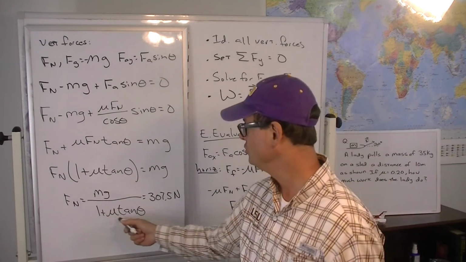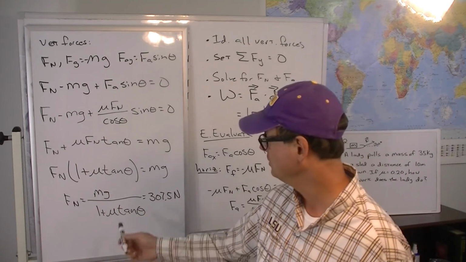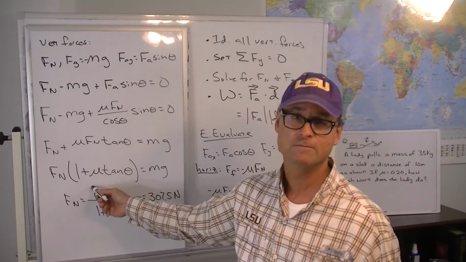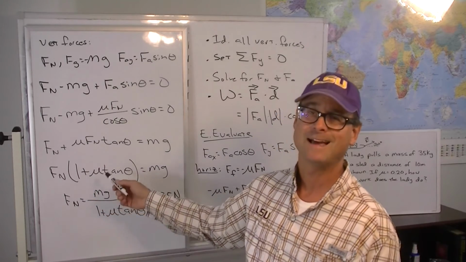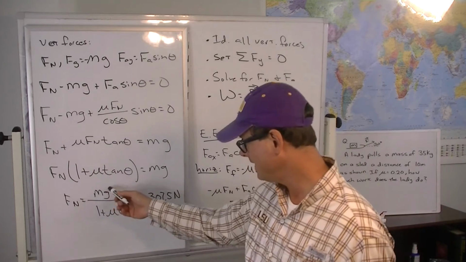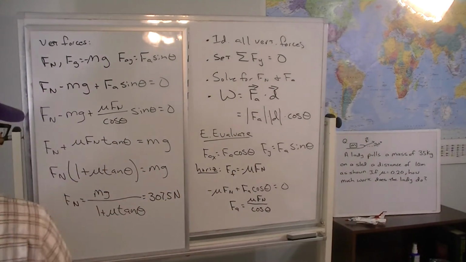Now, let's just think about the units here for a moment. The denominator is unitless because mu is unitless and the tangent of an angle is unitless. So the normal force has units of mg, units of mass, kilograms, times units of acceleration, meters per second squared. And that's how we get it simplified to units of newtons.